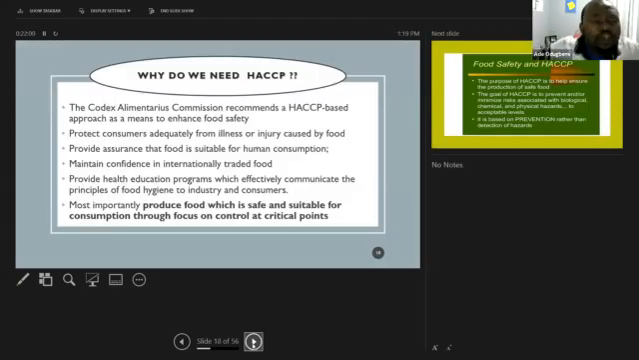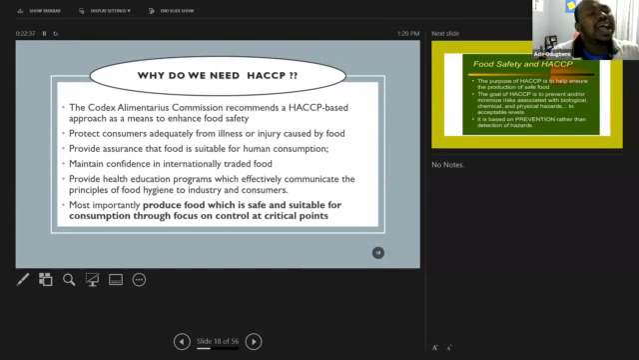So why do we need this? Why should I embrace the HACCP concept? Why should I use a HACCP concept? Number one, the Codex Alimentarius recommends a HACCP-based approach as a means to enhance food safety. So if you handle food at any point, Codex says HACCP-based approach is your number 1 standard to food safety. You will see me or hear me use the words food safety and HACCP interchangeably. Definitely they are the same. The concept of HACCP, like I said, is all about food safety.